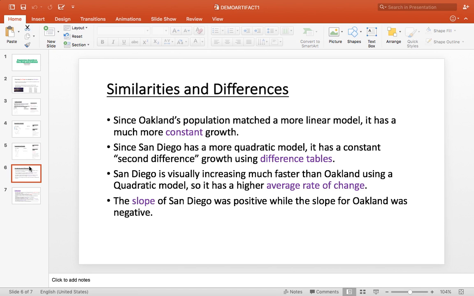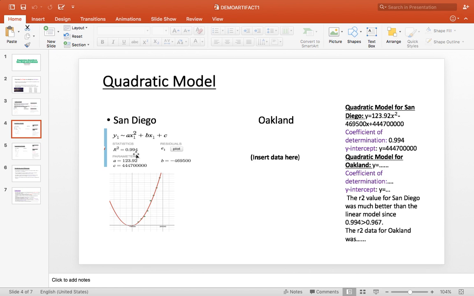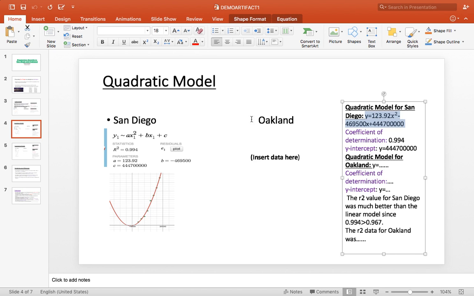Similarities and differences, you need to have at least 6. So here I only have 4. And when I'm asking for the similarities and differences, I'm talking about the model of best fit. So for example, for San Diego, my model of best fit is going to be a quadratic model because the r squared is 0.994. I also have the actual quadratic equation that fits that model.